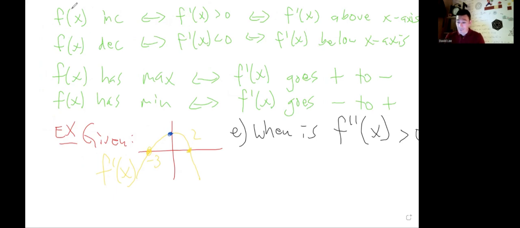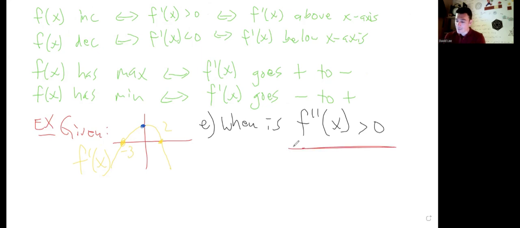So I want to do that because here they want me to talk about the second derivative. We want the second derivative to be positive. So right here, let me put a little hash mark. If this is the second derivative, this would have to be the first derivative. So I've updated this here. So I want to know when the second derivative is positive. Well, the second derivative is positive when the first derivative is increasing.